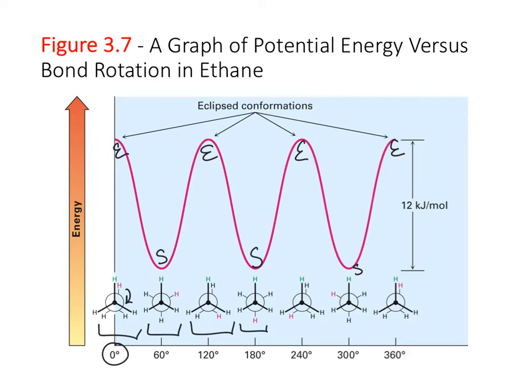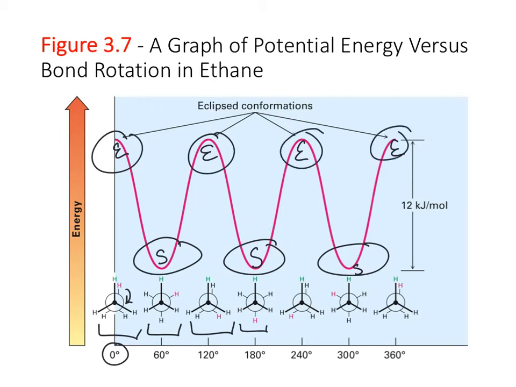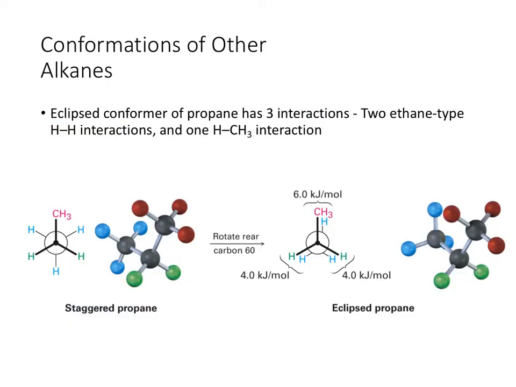And the staggered conformers are the valleys. That's because they are the lower energy conformers, and the eclipsed conformers are the peaks. Now for ethane, the difference between the eclipsed and the staggered conformer is 12 kilojoules per mole. That means it takes 12 kilojoules of energy to move from the staggered conformer to the eclipsed conformer. So ethane is the simplest example, but we're going to go on and look at other alkanes.